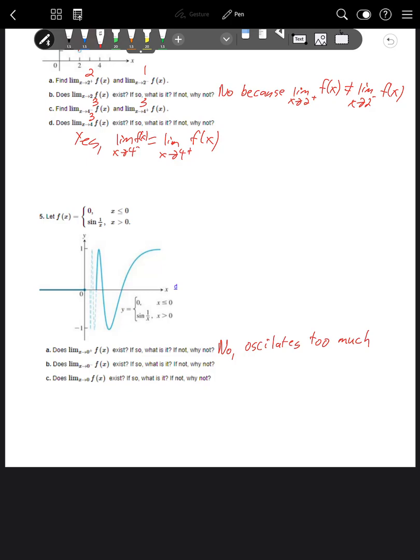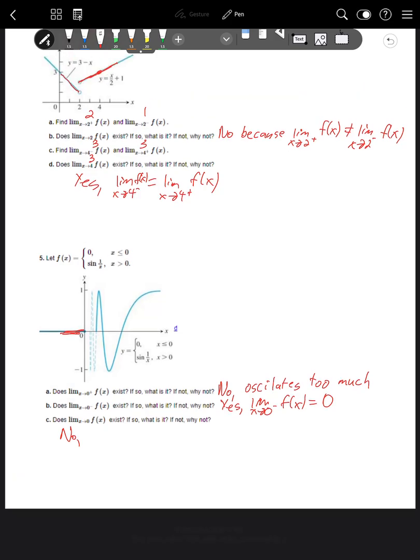Okay, does the limit as x approaches 0 from the left exist? And the answer to that is yes. That limit is 0, right? If we're coming in here from the left, we're approaching 0. And then last but not least, does the limit as x approaches 0 of f of x exist? And the answer to that is no, because the previous two limits are not equal to each other.